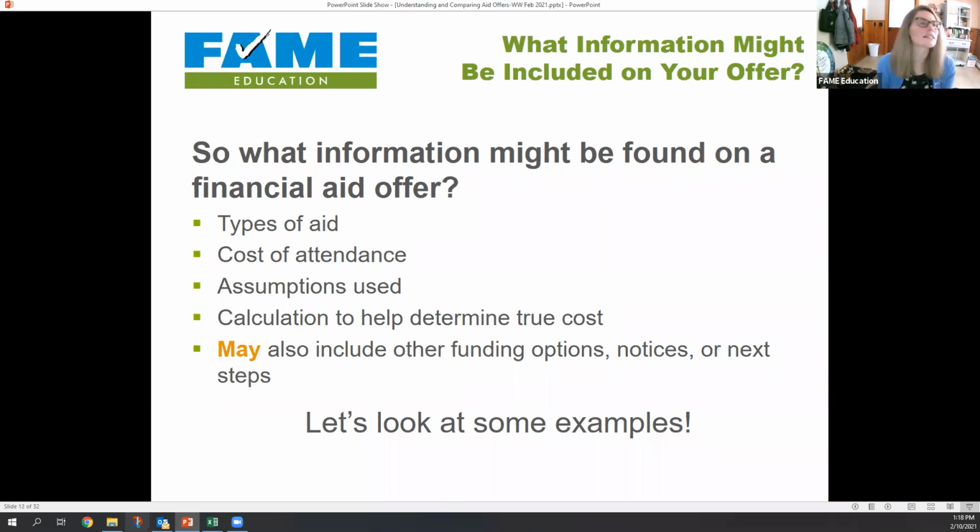Assumptions used, and what this means is, let's say in the FAFSA you indicated you were going to be full-time or living on campus or with parents. They're saying this is the criteria we use to determine your cost of attendance and therefore your financial aid. They might show you the calculation. Some might show you here's what we did and how to calculate that bottom line balance that someone mentioned. Might also include other funding options, inserts for next steps or other things you might be aware of. Especially if it's a packet and they mail, there might be a couple of little inserted things in there for information you need to know ahead of time. So let's take a look at some examples.